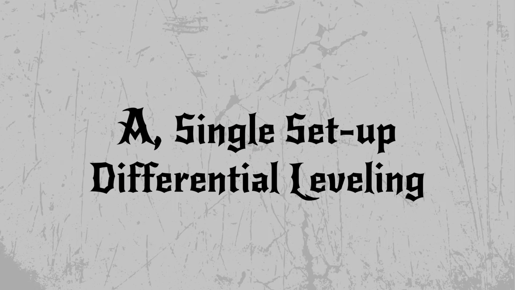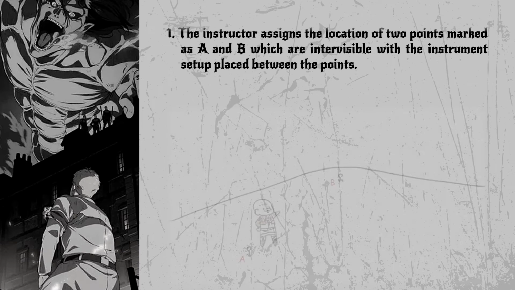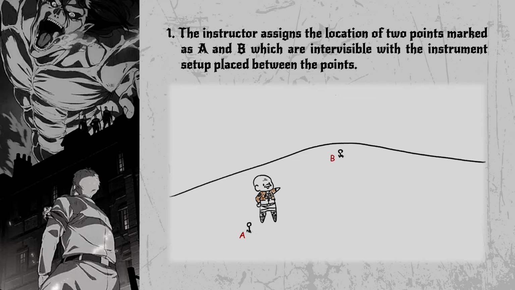Now, let's discuss the procedure. Procedure A, single setup differential leveling. Step 1. The instructor assigns the location of 2 points marked as A and B, which are intervisible with the instrument setup placed between the points.